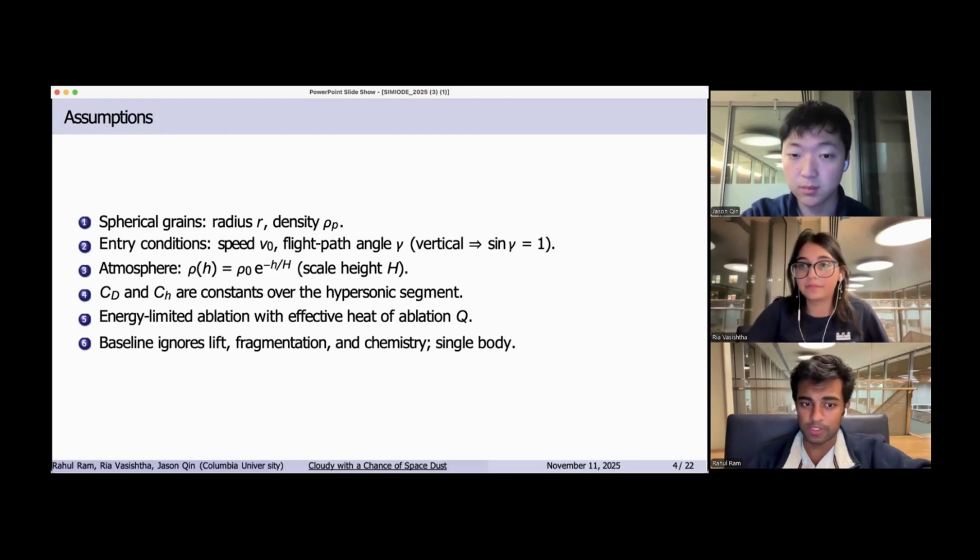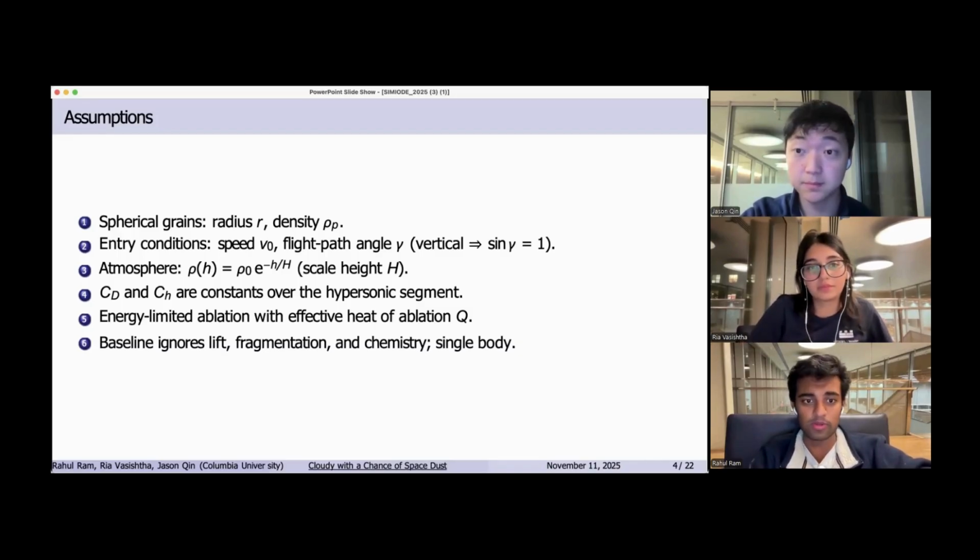The drag and heat transfer coefficients CD and CH stay constant through the hypersonic phase. They normally change with speed and flow, but assuming they're roughly one makes the model easier to handle without losing our main behavior. We also assume the only way the particles lose material is through heating, not breaking apart. This process is called energy limited ablation, meaning it takes a fixed amount of energy to melt or vaporize 1 kilogram of material. We call that constant Q star. Finally, we ignore lift, fragmentation, and chemistry. Just one body falling cleanly. Each of these keeps the equation solvable while keeping the physics realistic. All of these choices give us a first-order model, simple enough to solve, but still captures what's really happening.